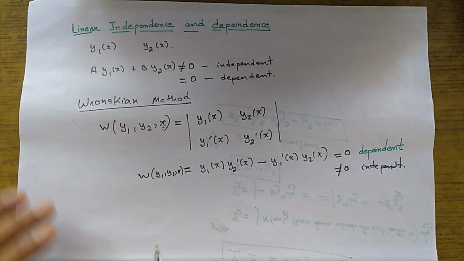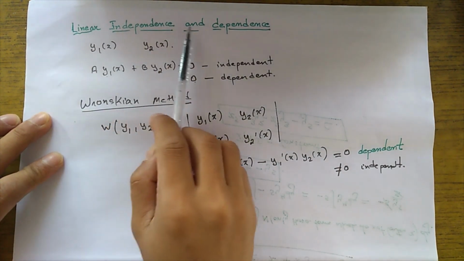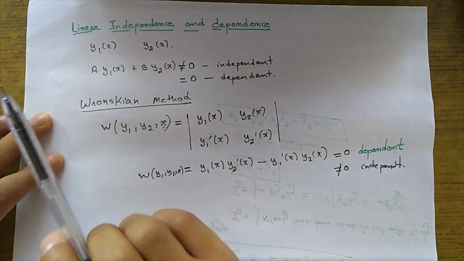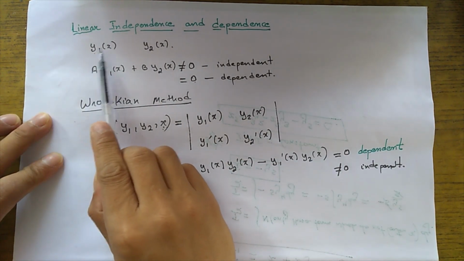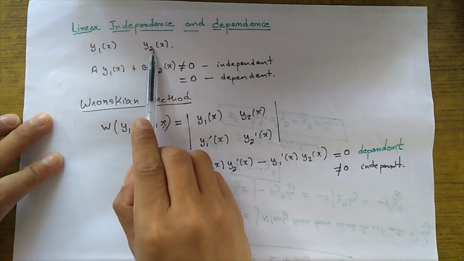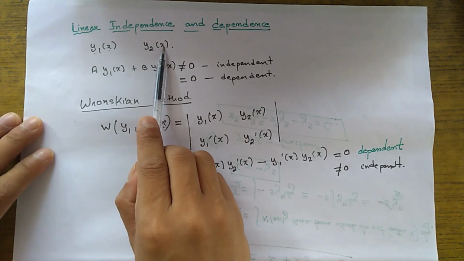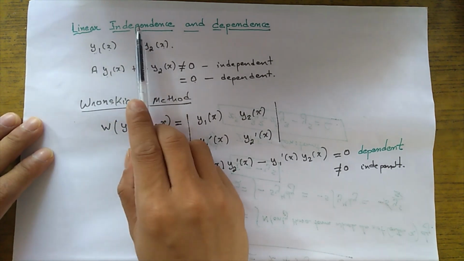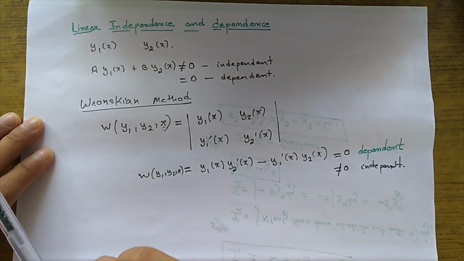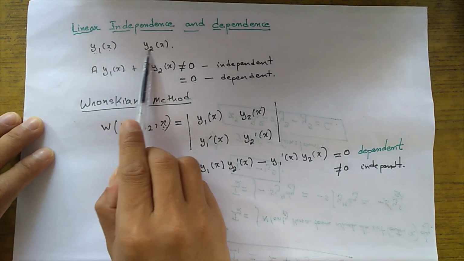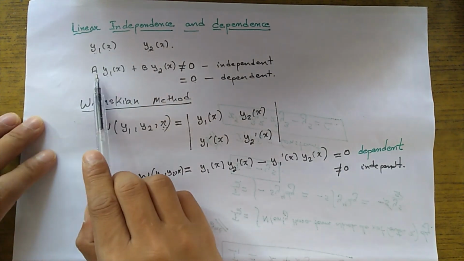Okay class, today's video is about linear independence and dependence. If we have two solutions, say y1(x) and y2(x), and we want to check whether these two solutions are independent or dependent, then the combined equation of these two solutions we can write in this way.